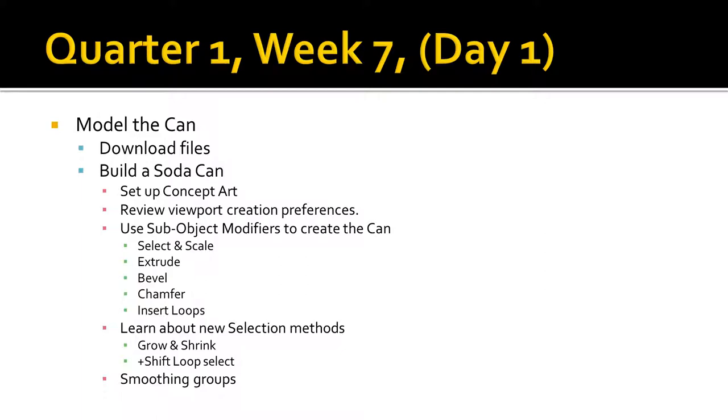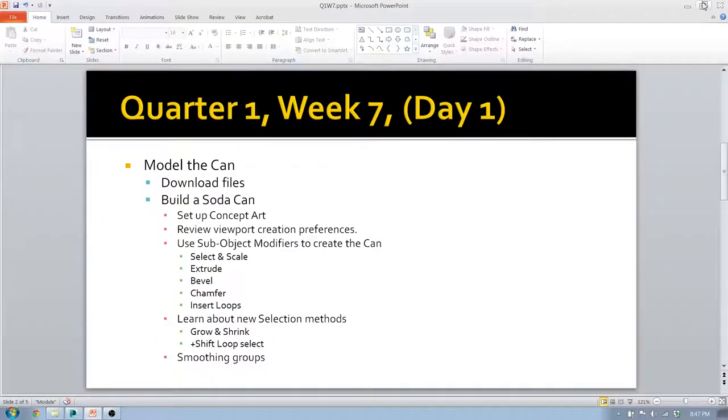Then we're going to learn about new selection methods that we can use in order to get exactly the faces we want when we use those sub-object modifiers. And then finally, we're going to use smoothing groups to try and make the can look nice and smooth where it should. Alright? So, that's our goal for today.